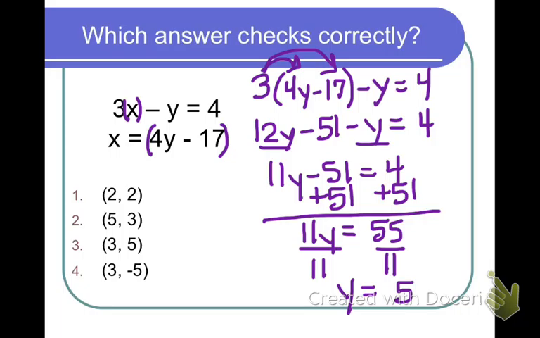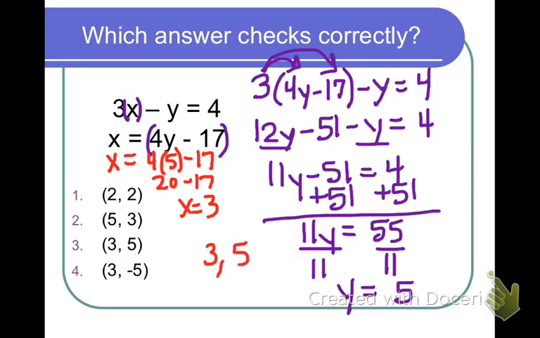If y is equal to 5, we can plug it into one of the equations. I'm going to choose to plug it in to the second equation. So x would be equal to 4 times 5 minus 17, or 20 minus 17, so x equals 3. And so if x is equal to 3 and y is equal to 5, that makes choice 3 the correct solution to this system.